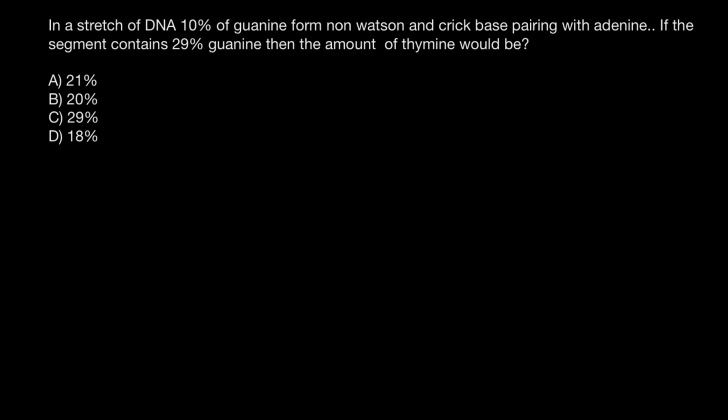Today's problem I got from one of my subscribers. In a stretch of the DNA, 10% of guanine form non-Watson and Crick base pairing with adenine. If the segment contains 29% guanine, then the amount of thymine would be, and you have to choose the correct answer. In order to solve this problem, first let me remind you what we would have if we had a classical base pairing.